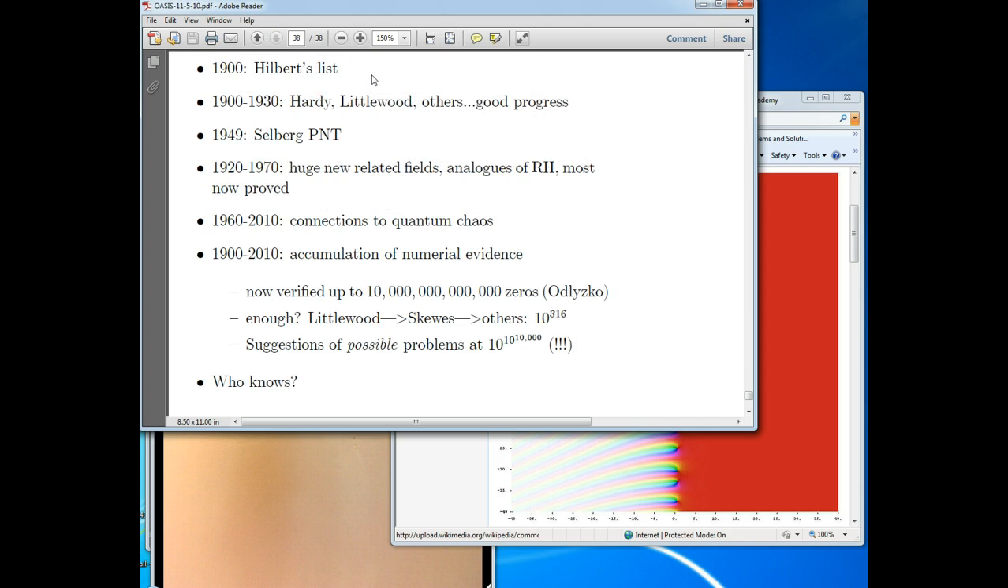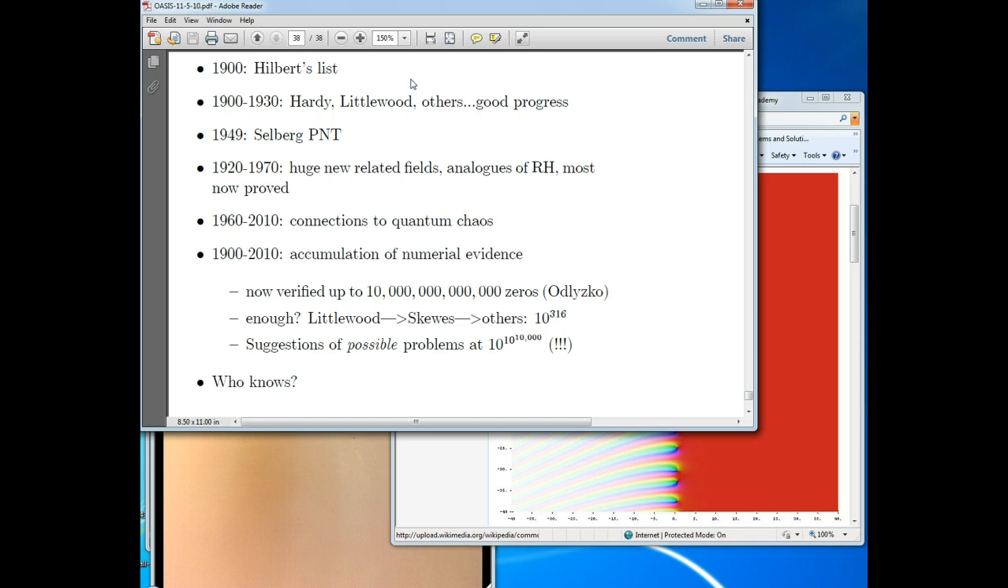A little bit of the history of this to close out. In 1900, David Hilbert, one of the best mathematicians also, made a famous list of open problems, and the Riemann hypothesis was on that list. And for the next 30 years, there was lots of really good progress on it, especially by Hardy and Littlewood, 2 British mathematicians.